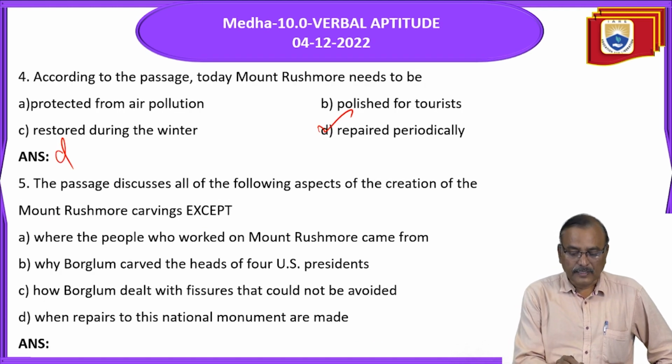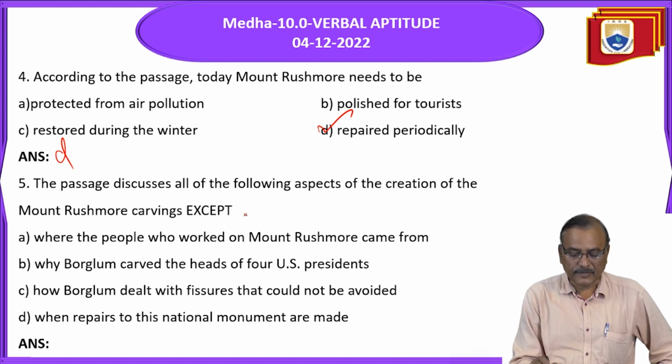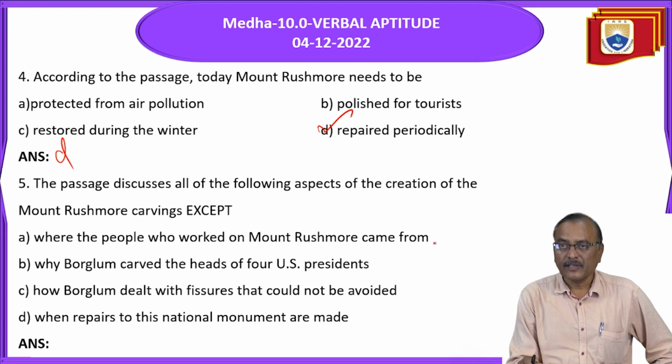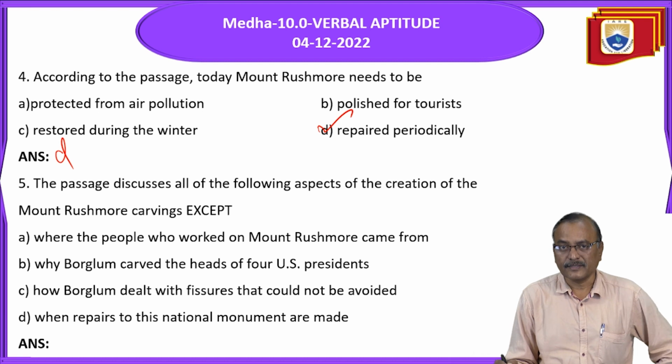Next. The passage discusses all of the following aspects of the creation of the Mount Rushmore carvings except where the people who worked on Mount Rushmore came from. Where did they come from? Yeah, from the mines. Unemployed, laid off workers from the mines. Right? Okay, it is there.